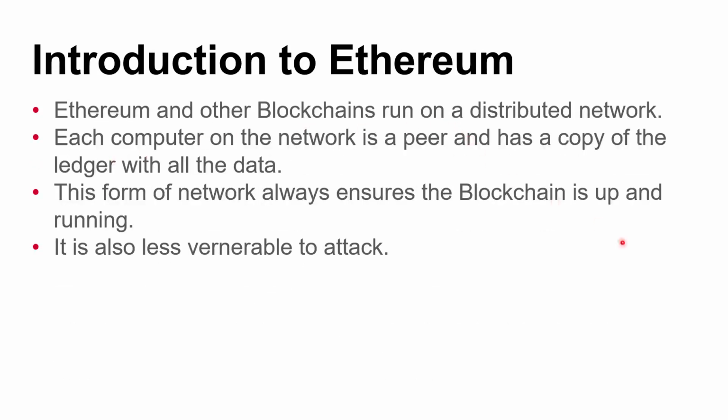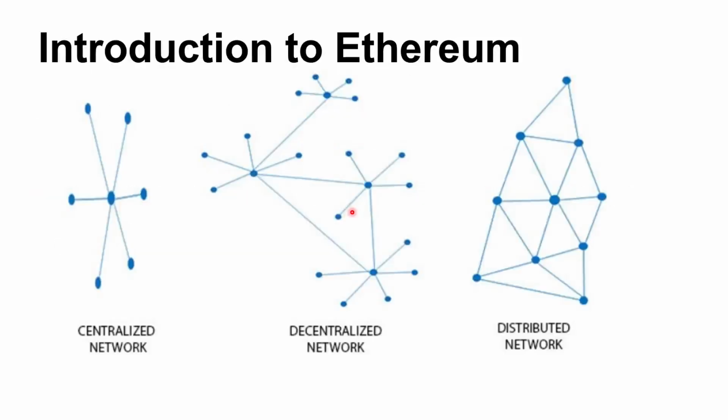Ethereum and other blockchains run on a distributed network. So the developers of Ethereum came over from Bitcoin. They were all Bitcoin developers, and they took that concept of the distributed network over to Ethereum. This form of the network ensures the blockchain is always up and running and is less vulnerable to attack.